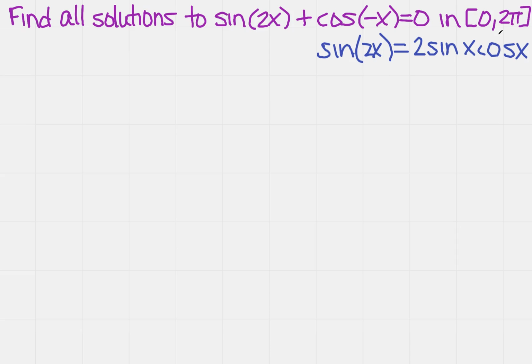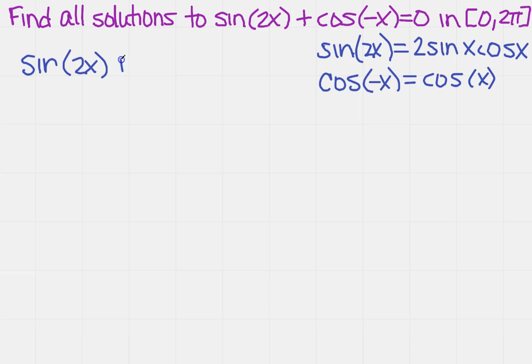Okay, but also cosine of minus x, that reminds me of something. Remember, the cosine of minus x is the same thing as just the cosine of x. So now these can probably help me when I'm actually solving this to find solutions. So let's start with the given. I've got sine of 2x plus the cosine of negative x equals 0.